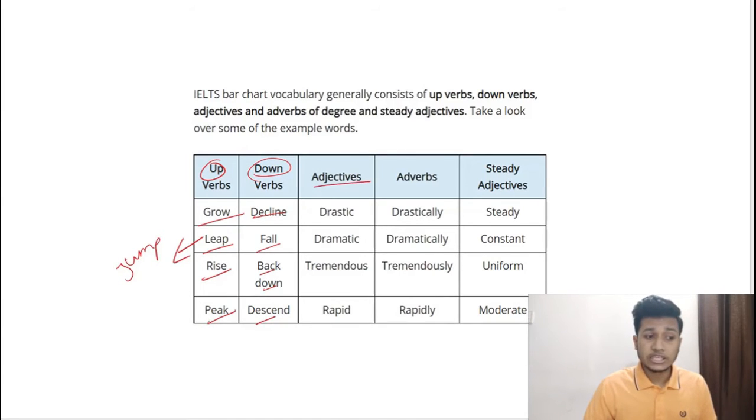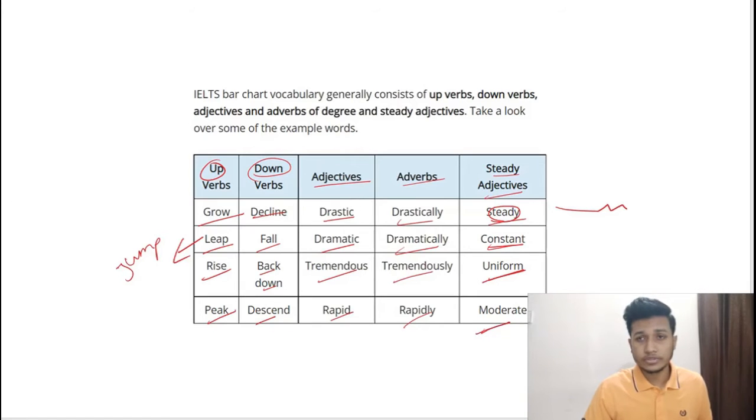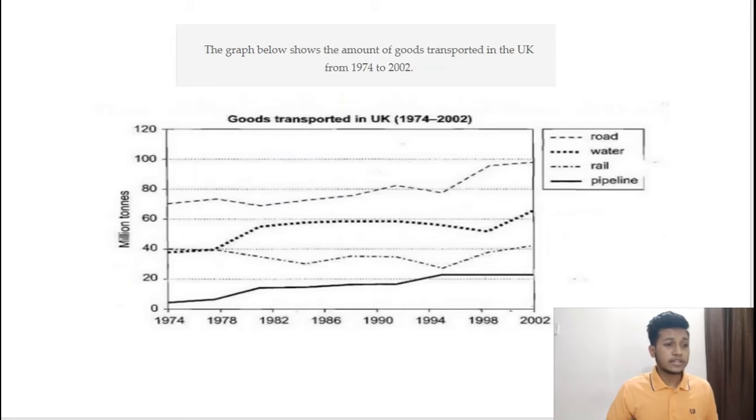If it's an adjective: drastic, dramatic, tremendous, rapid. Then adverbs: drastically, dramatically, tremendously, rapidly. Steady, adjective: steady, constant, uniform, moderate. If the graph is steady or there is a certain movement, then you can mention all these points like steady, constant, uniform, moderate. The next thing is an example that I will discuss now.